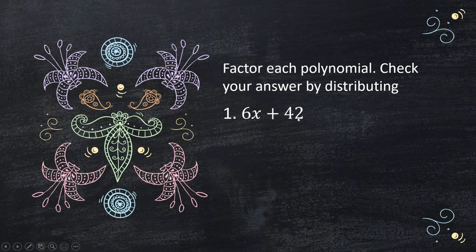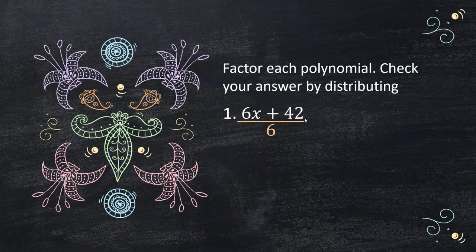Obviously 6 is divisible by 6, and if we take 42, it's even, and if we add up the digits, 4 plus 2, we get 6, and that is divisible by 3. So they're both divisible by 6. Now looking at the variables, this one has an x, but this one does not, so they don't have an x in common, so the greatest common factor is 6.